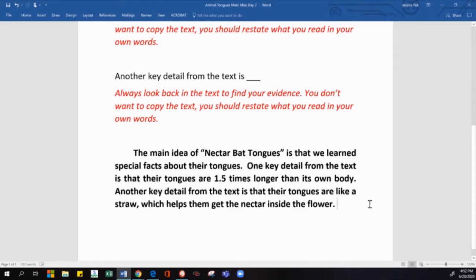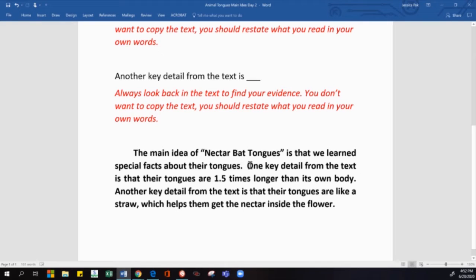Now, I know for my 3rd graders, they would have to add another detail after each one, explaining on their own, which is something you can totally do if you're older and you feel like you're capable of that. But for right now, this is great. We have the main idea written, and we have 2 details that support the main idea.